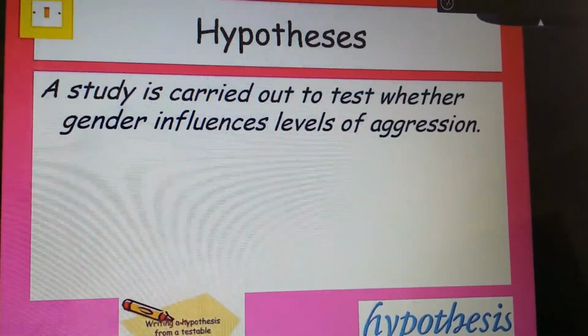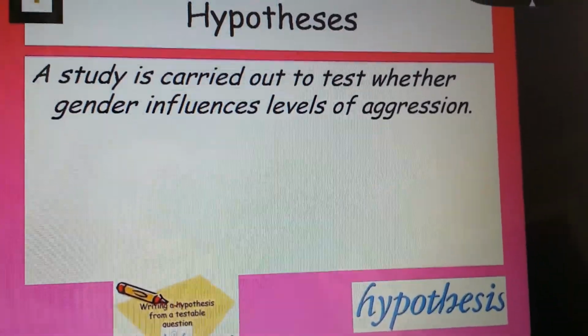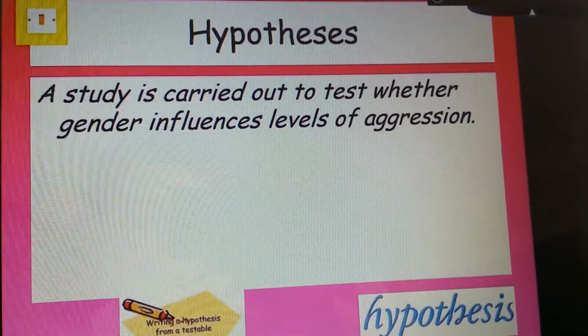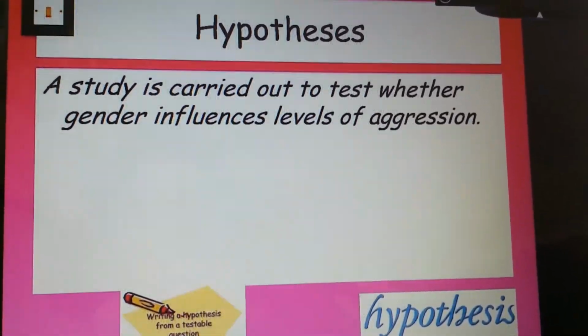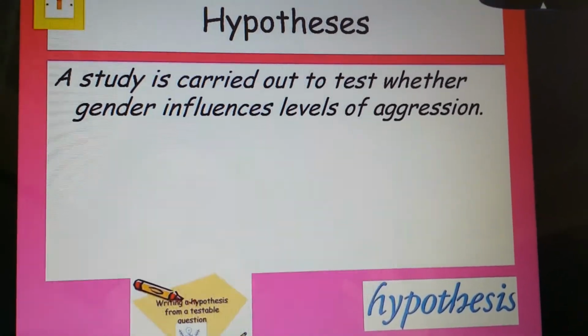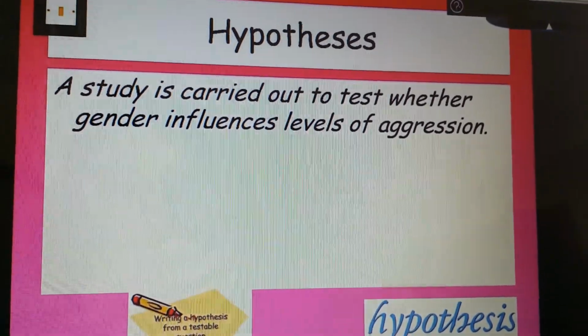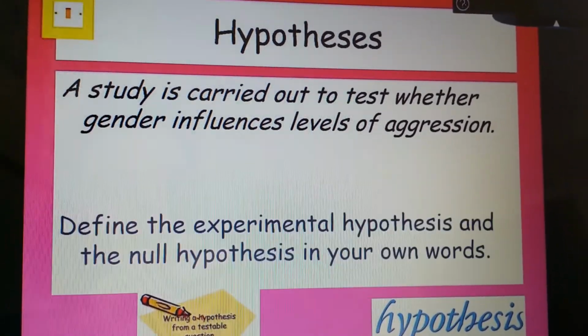So a hypothesis is a testable statement. We're going to consider the idea that a study is carried out to test whether gender influences levels of aggression. So you could be asked something like this in the exam and be asked to generate a directional or a non-directional hypothesis from this.